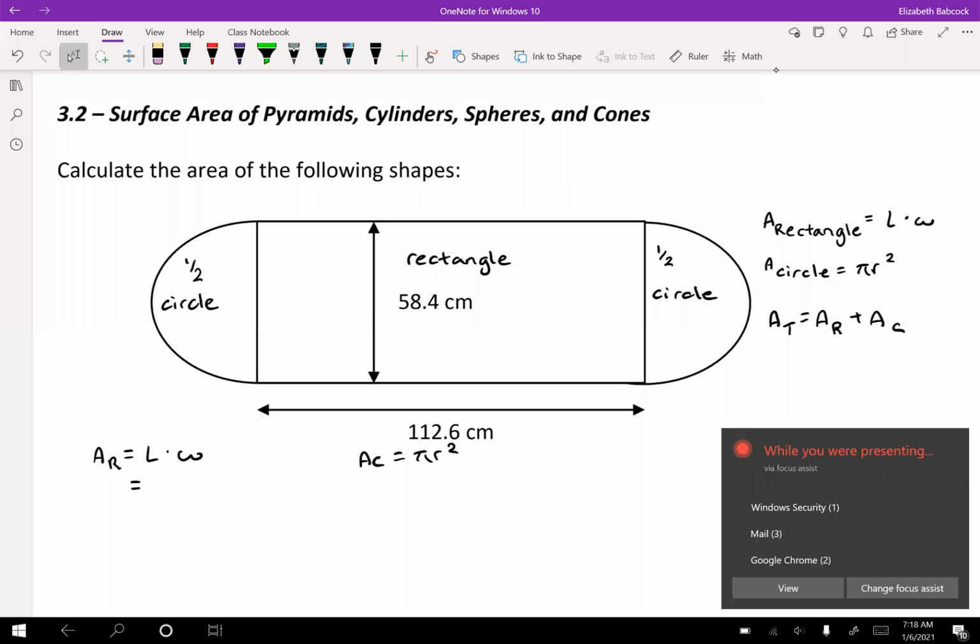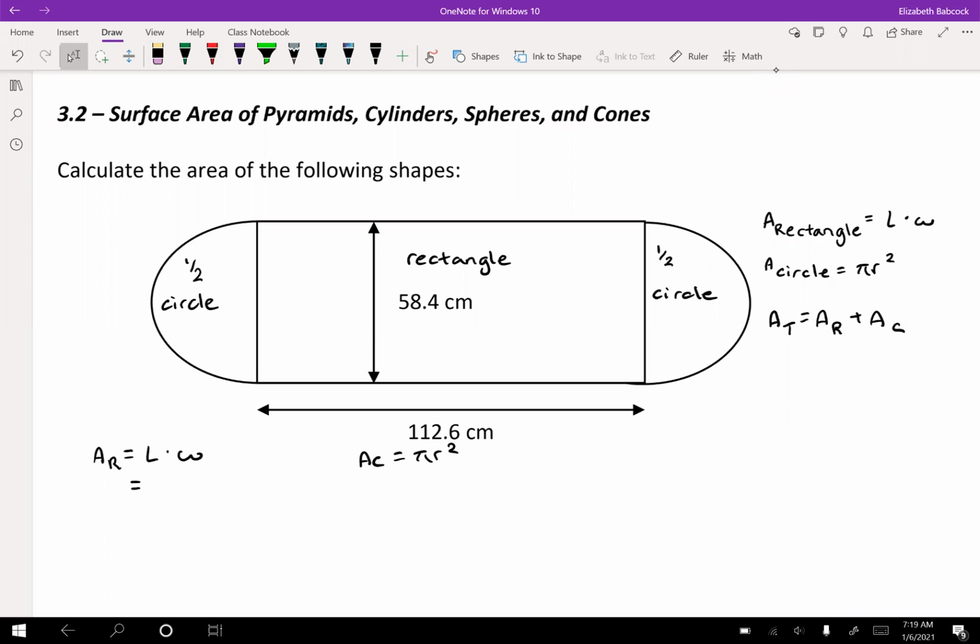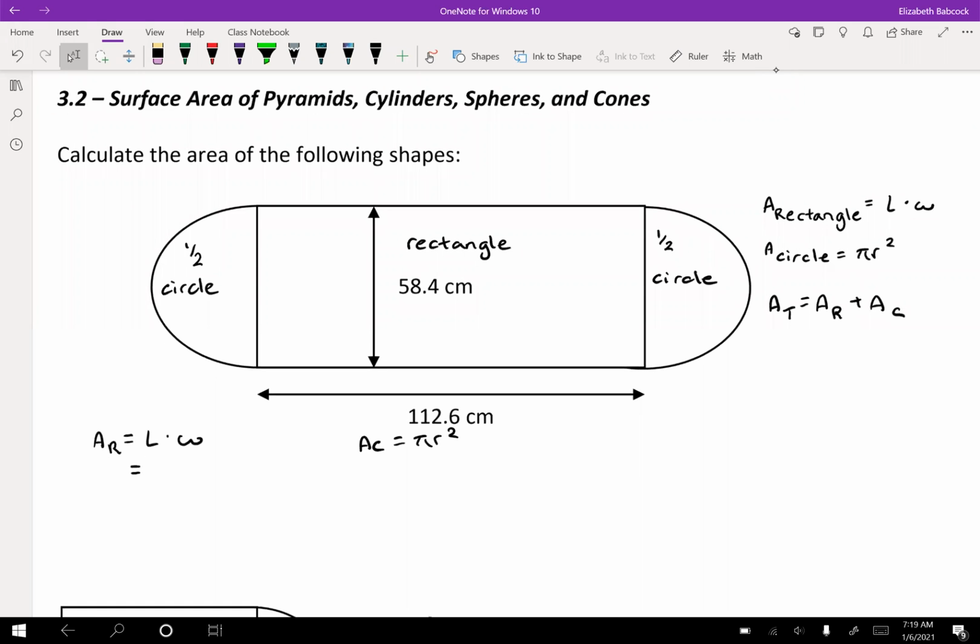Okay, for 3.2 for Workplace Math 11, we're looking at the surface area of pyramids, cylinders, spheres, and cones. Remember, surface area is the area around the outside. However, just a few things that we need to go over: make sure we remember how to calculate the area for a rectangle and for a circle.